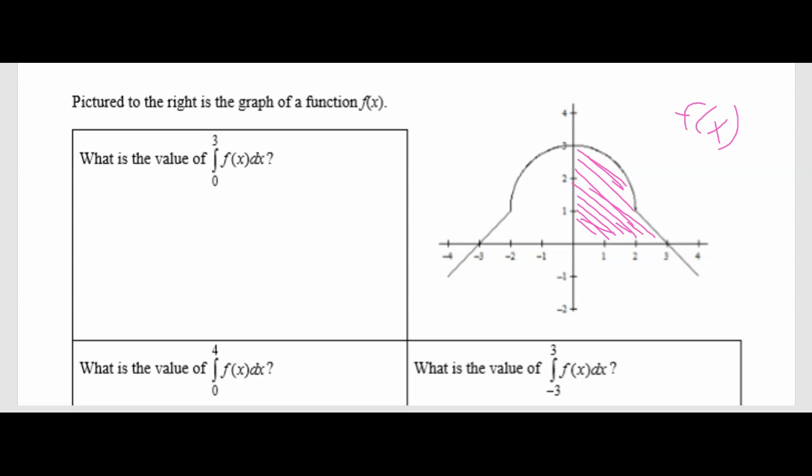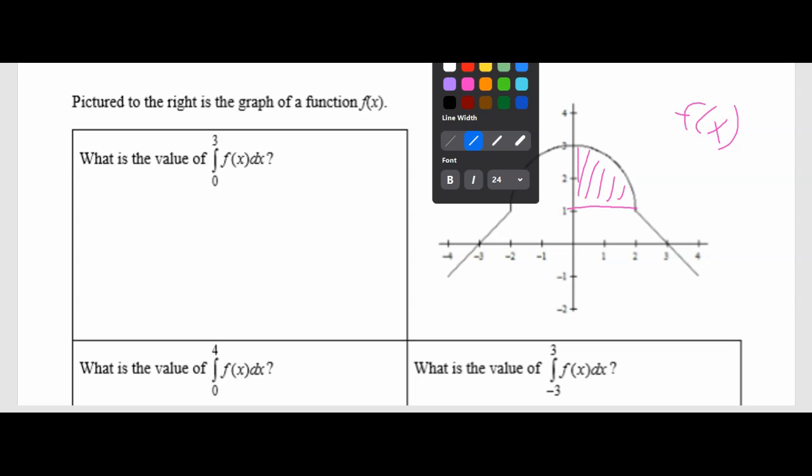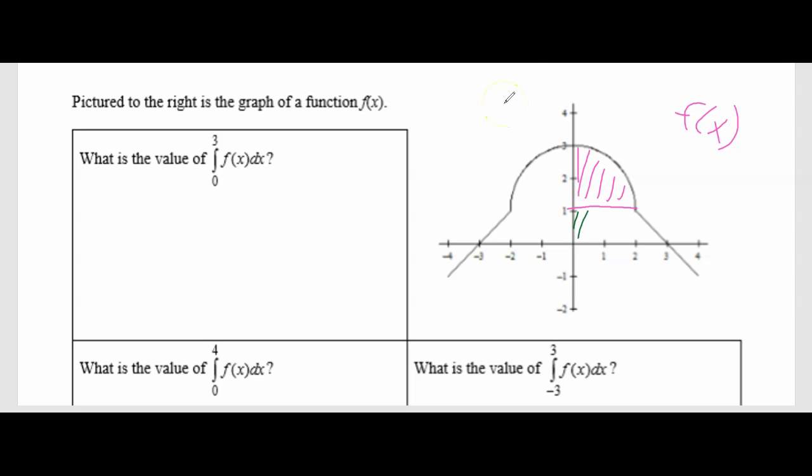So I'm going to break this up into several different, actually we can just do two. If you don't remember the area formula for a trapezoid, you may have to break it up into a rectangle and a triangle, but most efficient would just be the quarter circle and the trapezoid.